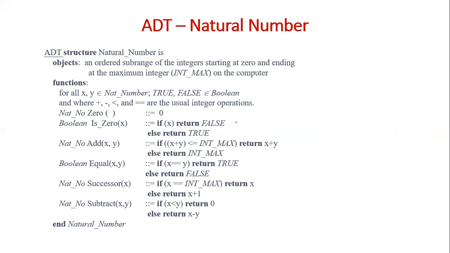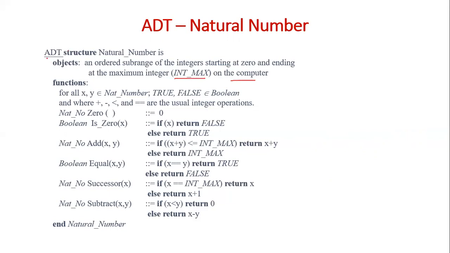You cannot say that there will not be any limit. The actual definition of the natural number is 0 to infinity. But when you implement, it will have some max. So that max number we call int_max on the particular computer where you are implementing.